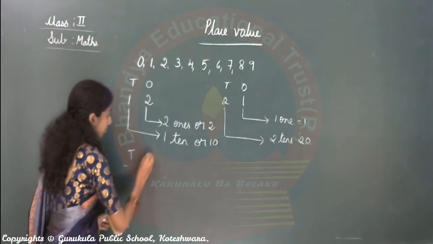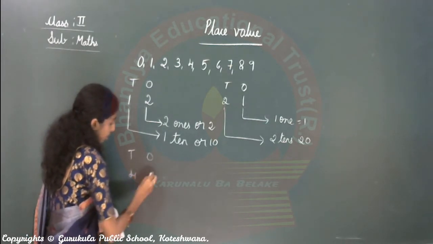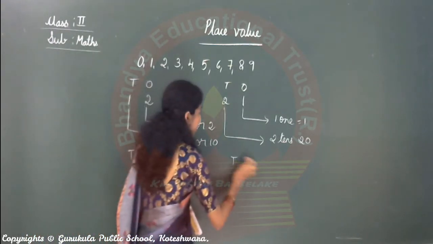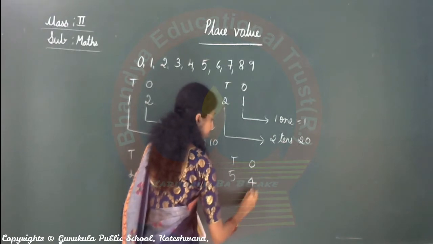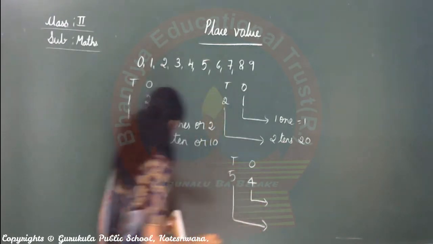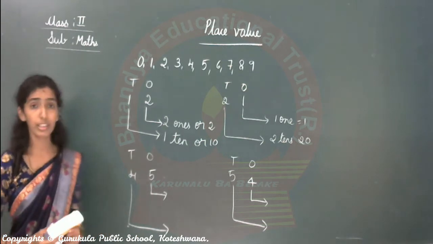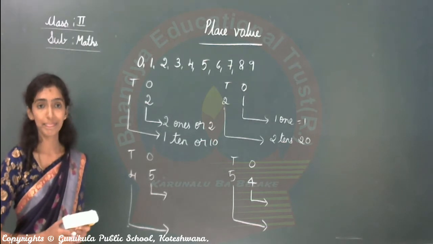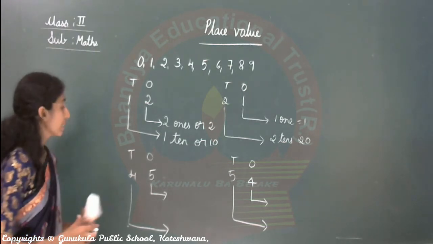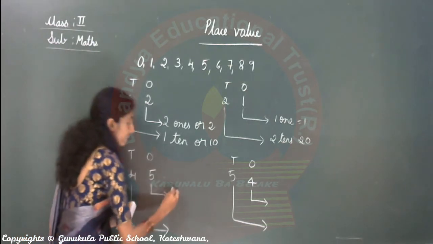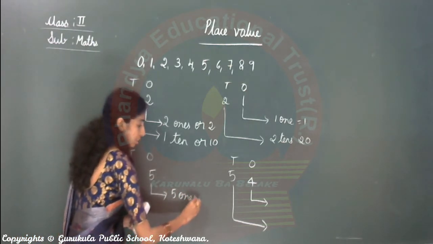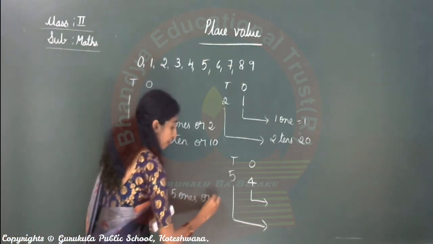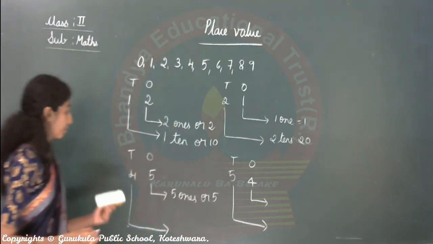Tell me, children. 45 and 54. Tell me, children, 5 means what? What is the value of 5? What is the place value of 5? Can you tell what is the place value of 5? Yes, you're very good. See, 5 is in the 1's place. So then how to read? 5 ones or 5. Next, 4.